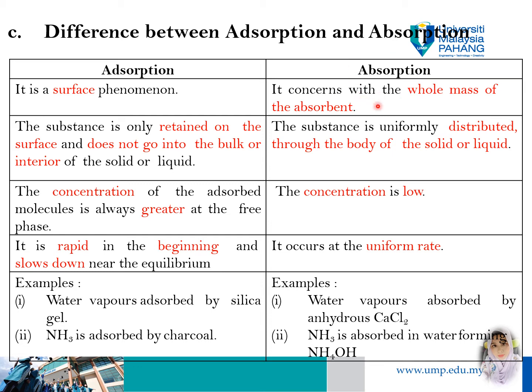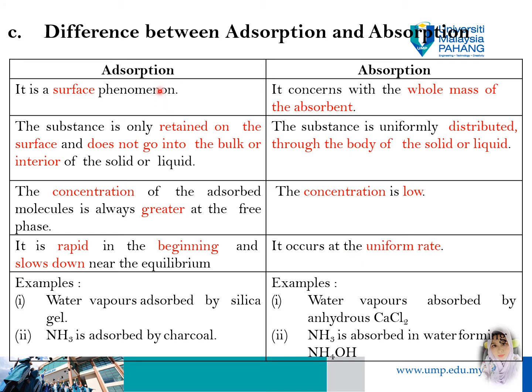Absorption involves a bulk phenomenon, which is concerned with the whole mass of the absorbent, while adsorption is a surface phenomenon. The concentration of the adsorbed molecules is always greater at the surface than in the free phase in the adsorption process, while the concentration is low for the absorption process. In terms of reaction rate, the rate of adsorption is rapid at the beginning and slows near equilibrium, while in absorption the rate is uniform.